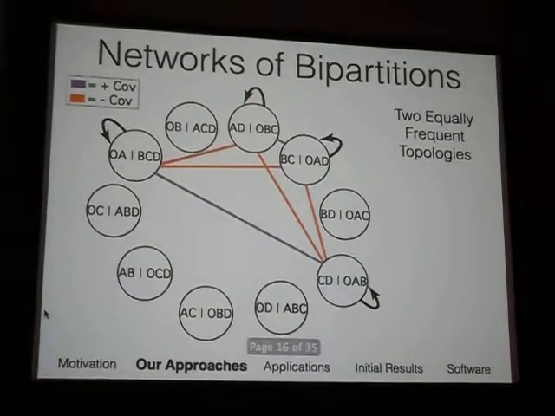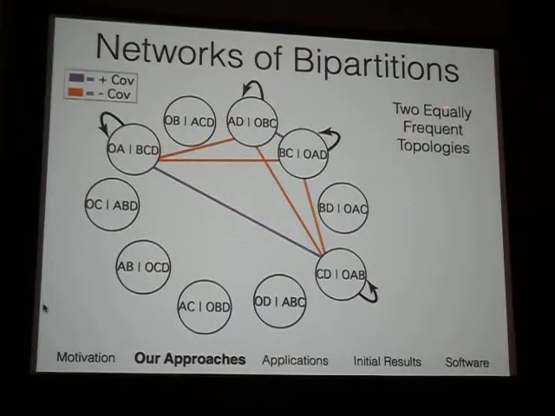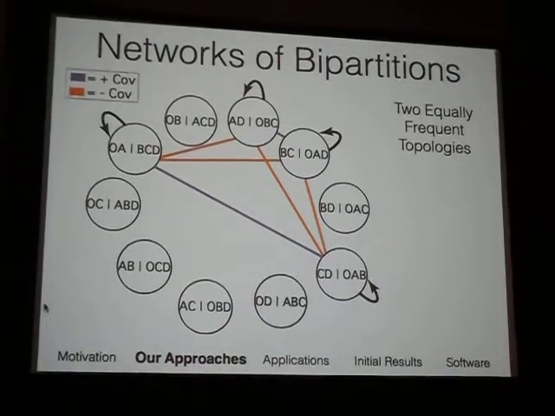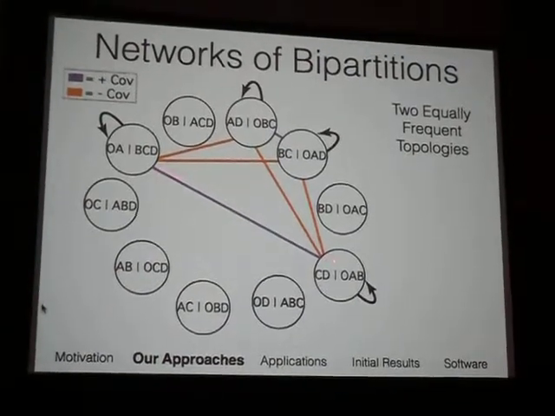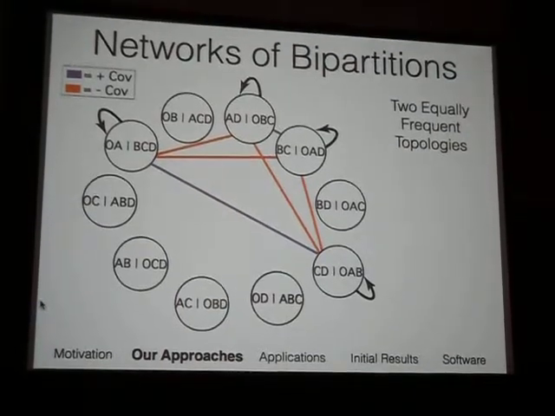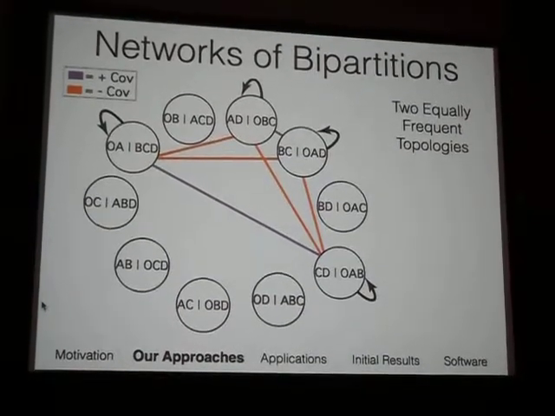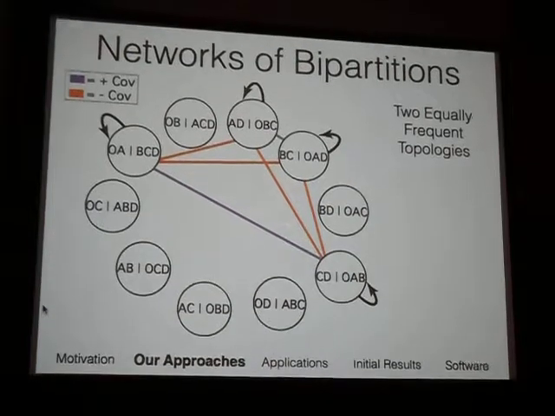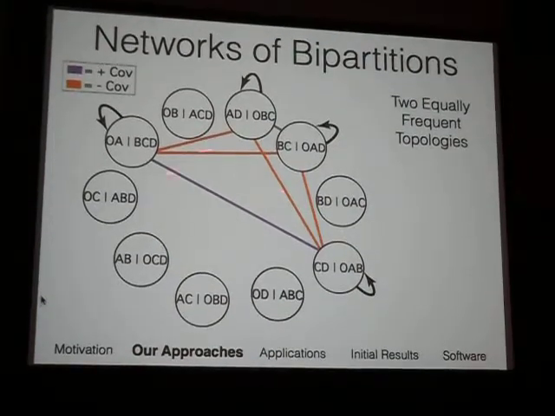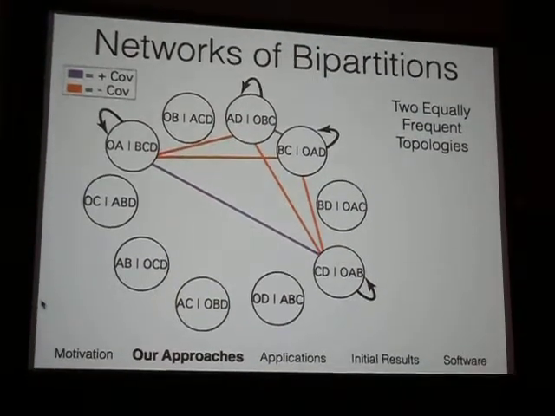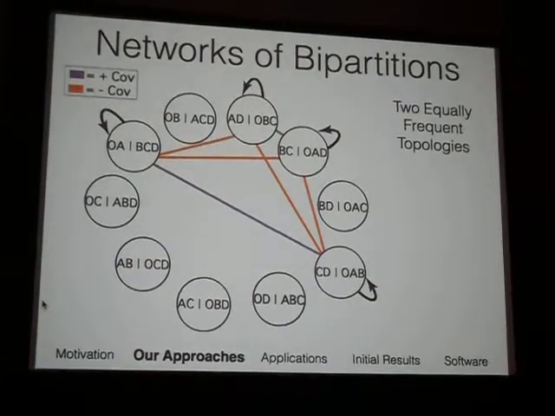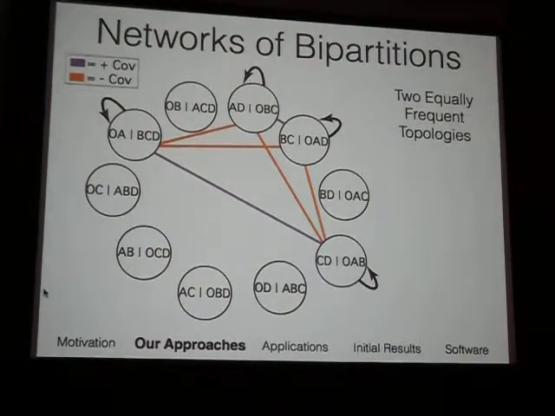And we can contrast that with the case where we might have two equally frequent topologies in our input set, where we get very strong positive covariances between the two branches. In this case, they're present in each of those trees, and then strong negative covariances between the branches that differ between those trees. And I'll come back to this idea a little bit later.